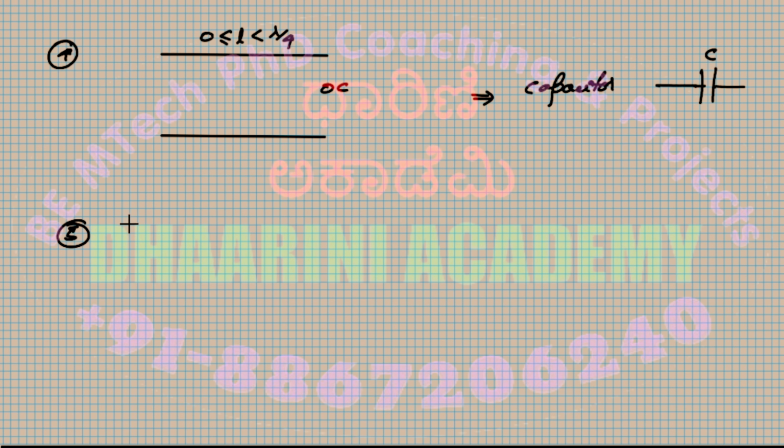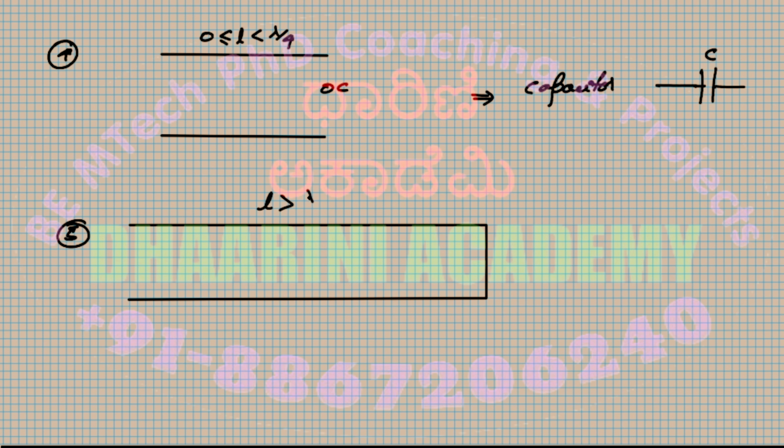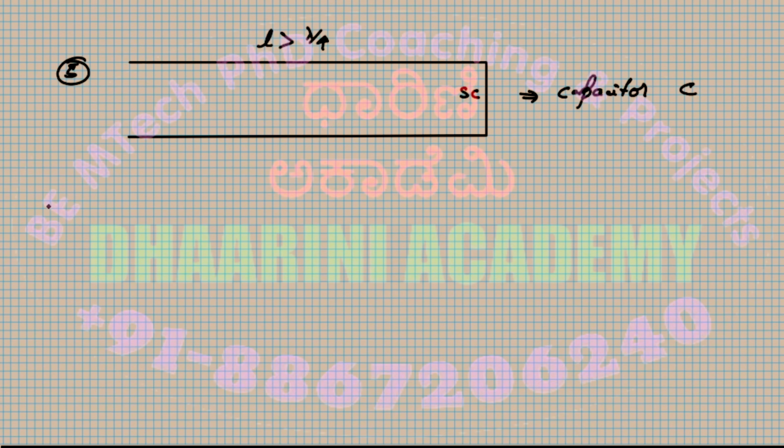Let me write this. Let me make the length larger. So this is a larger length now, and I have a short circuit. So this is L greater than lambda by 4 and you have a short circuit. Now this is also a capacitor. So you see, length greater than lambda by 4, you need a short circuit for a capacitor. Now you can definitely guess what's the next one, but open circuit, correct? So yes, this is the length.